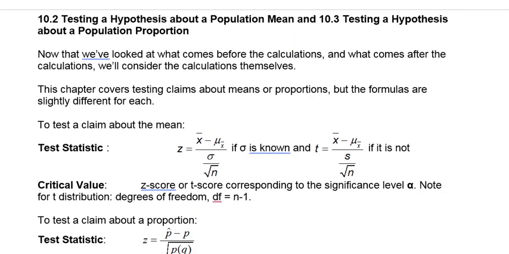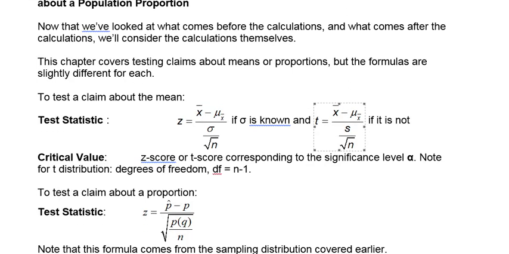So those calculations depend on which kind of claim that we're testing. So we might be testing a claim about the mean, in which case we're using one of these two test statistics, or we could be testing a claim about a proportion, in which case we're looking at this test statistic.